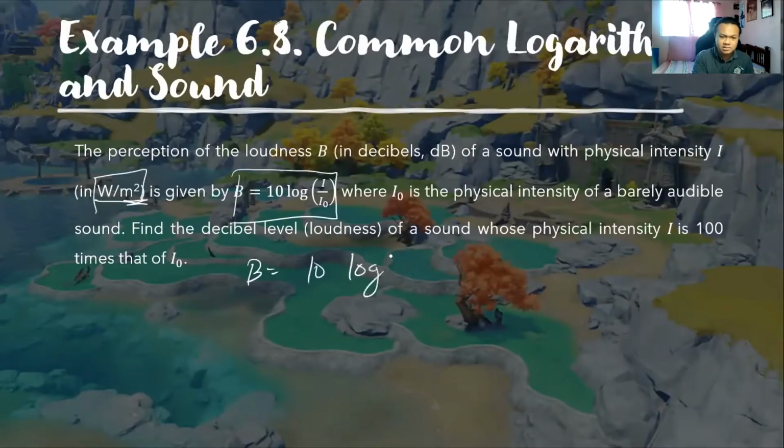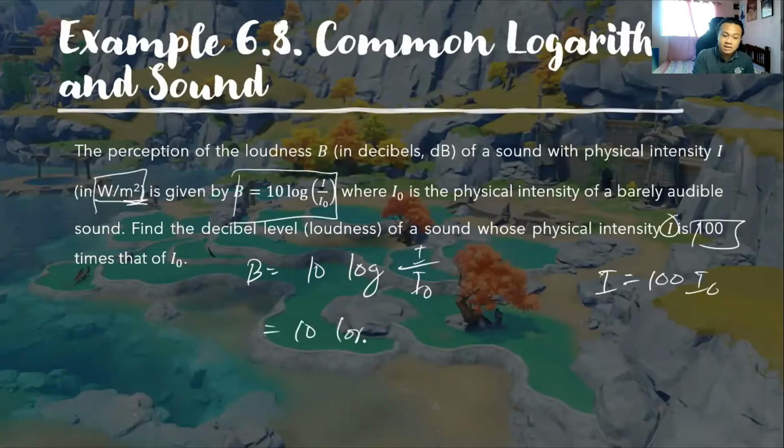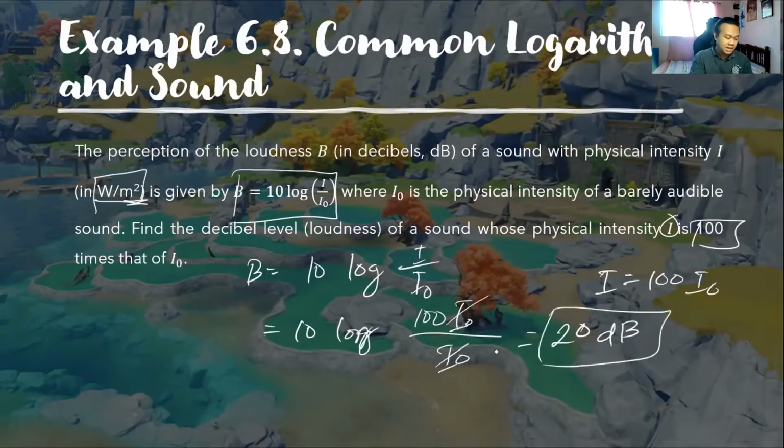Butang na lang kung ano na siya, i-substitute lang gid ninyo na siya. That's IO, di ba? So ingon dire nga I da kuno is 100 times of IO. So I is equal to 100 of IO. So substitute lang ninyo siya dire. So 10 log of kini 100 times IO over IO, cancel lang IO. You have logarithm of 100, di ba? Which is 2 times 10, 20 decibels. Ang answer.